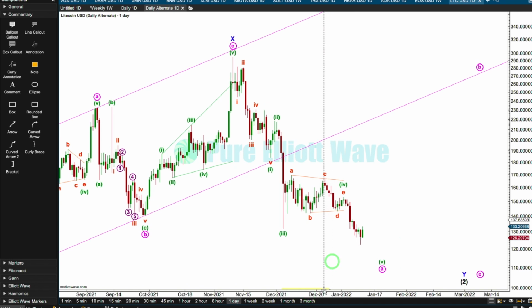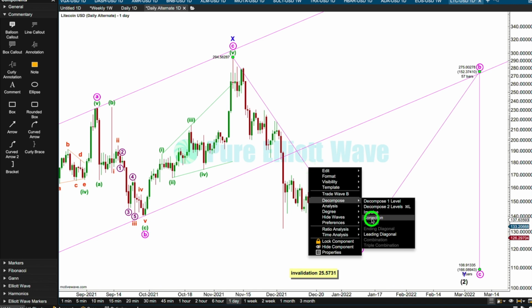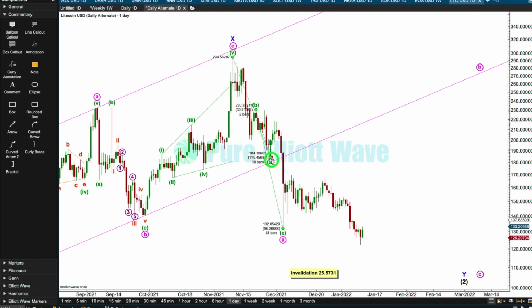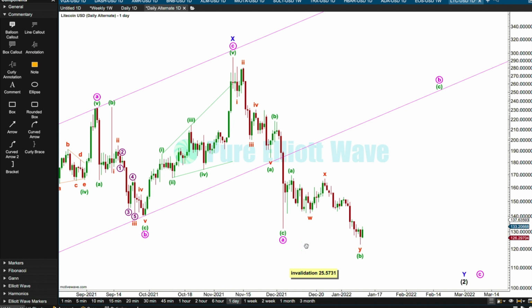Focusing on minuette Y, let's consider it might be unfolding as a flat correction, which means A is a 3. Yeah, this is what I was saying, that's right. No, put this here, and now this is a really good looking impulse, and C is really strong, and then we're expecting B. Looks like an expanded flat. Oh, okay, in minuette B this looks like a double zigzag. Oh, what is happening there? What a mess.